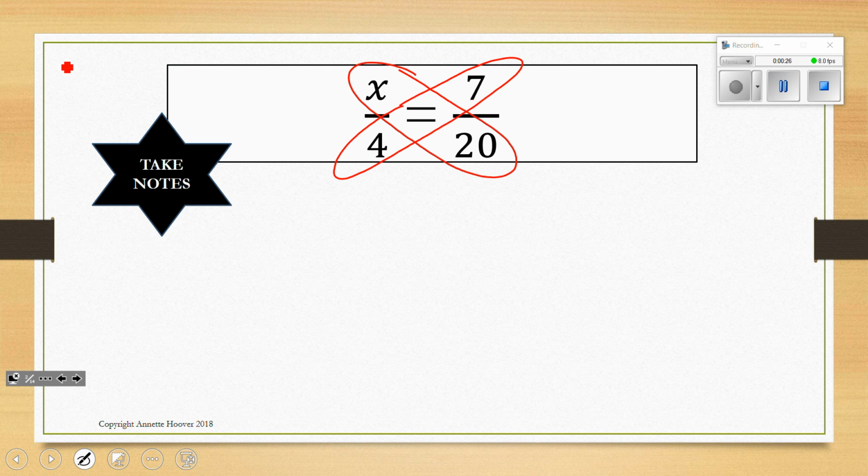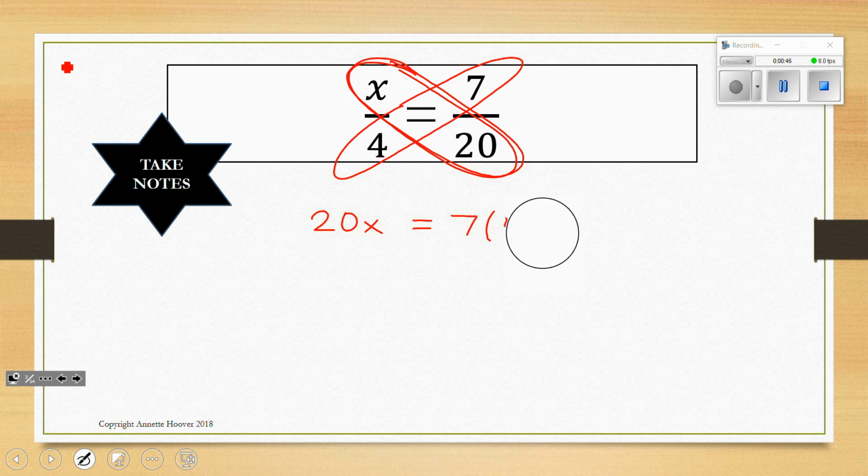So in the first diagonal there, you'll see that we have an x and 20. So that means 20 times x. We take those two diagonals, we multiply them together, and we set that equal to the other butterfly wing, or the other diagonal, which is 7 times 4. And in doing so, you're going to be able to find the missing value.